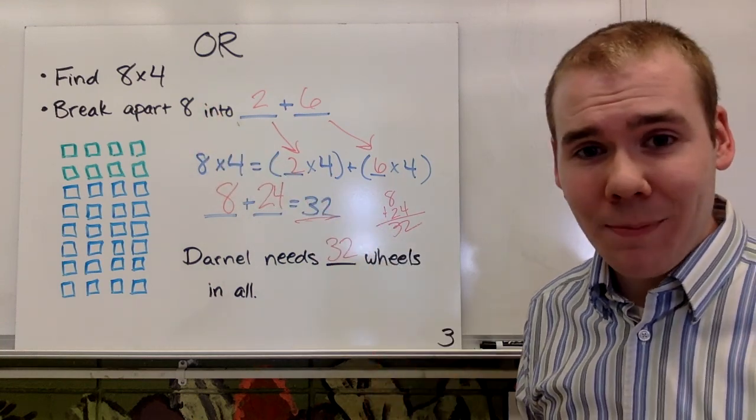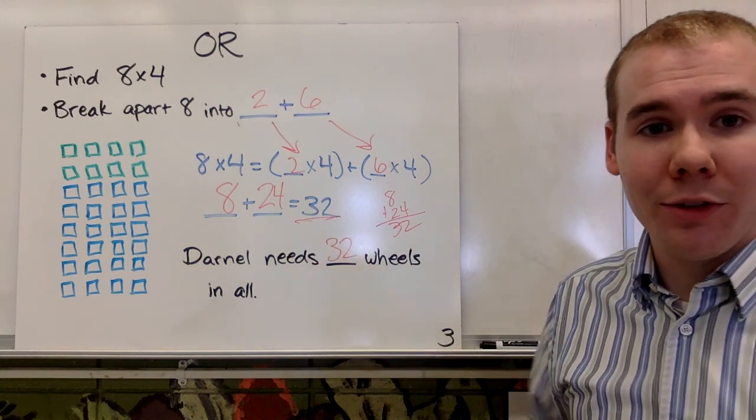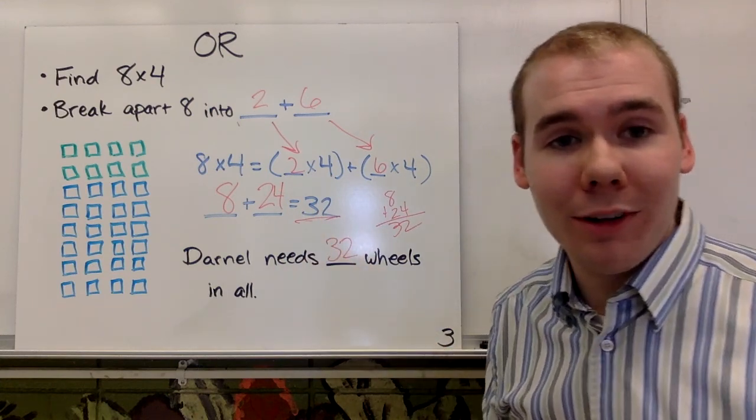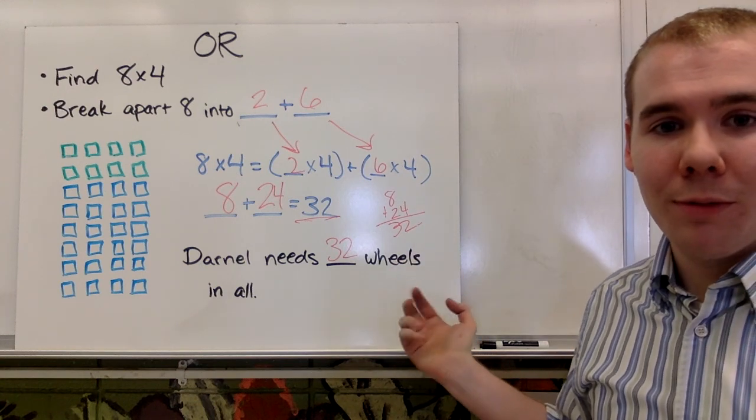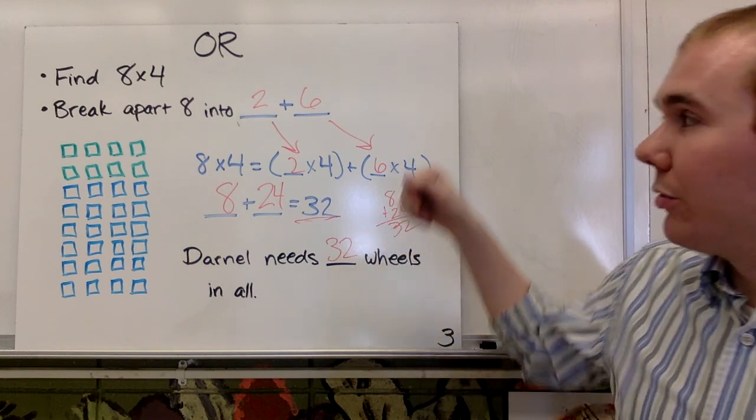So the distributive property: we're taking a number we know, like 8, and we're finding 2 numbers that add up to 8, and then we're multiplying 4 by those, since he needs 4 new wheels on each of his skateboards. So 2 times 4 plus 6 times 4 equals 8 plus 24, and that equals 32.